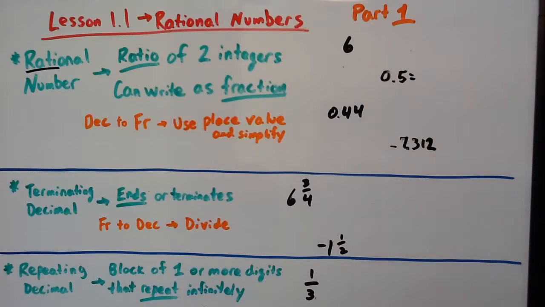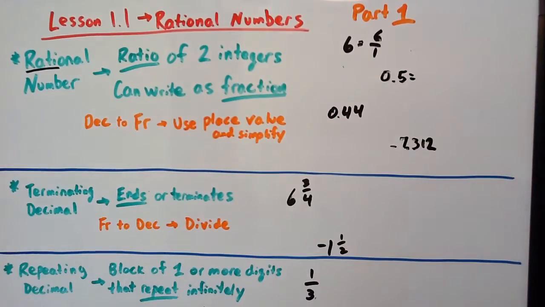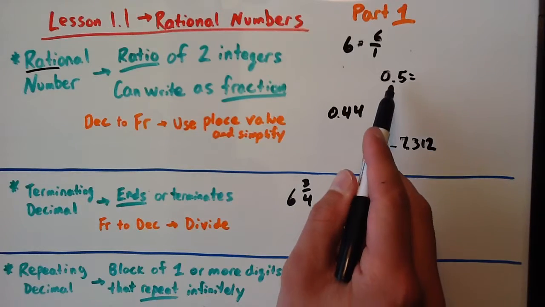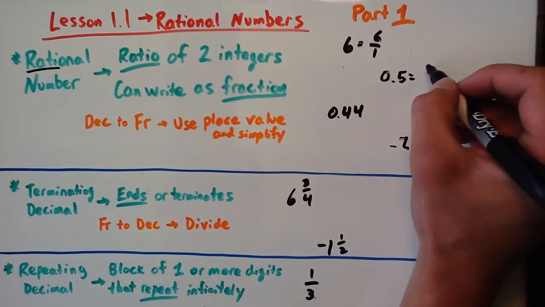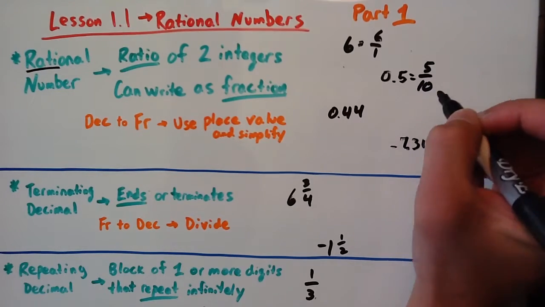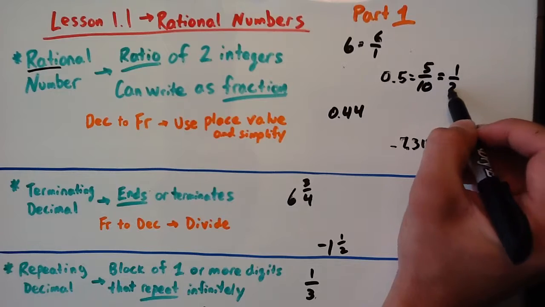The number 6, is this a rational number? Can I write it as a fraction? Well, if I put 6 over 1, that is a ratio of two integers. That is a fraction. Here I have the decimal 0.5. That 5 is in the tenths place, so I have 5/10, 5 over 10, which I can simplify to 1/2.